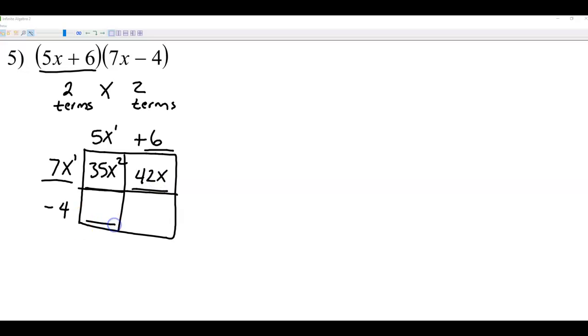To get this box, the one above is 5x, the one to the left is negative 4. If I multiply those together, I get negative 20x. And then finally, the last box is the one up here, and the one to the left, which is negative 24. So we get 4 answers as a result there.